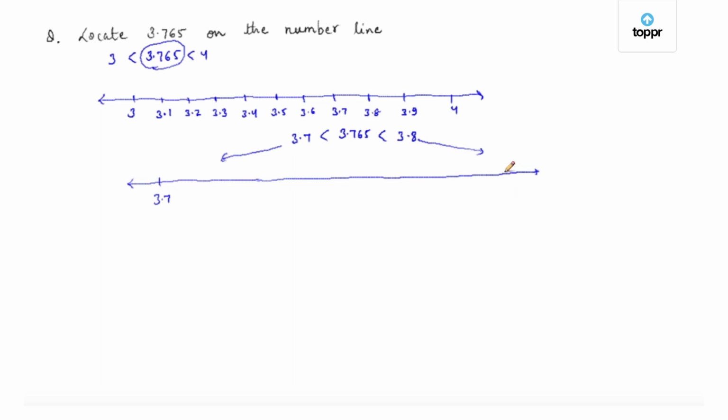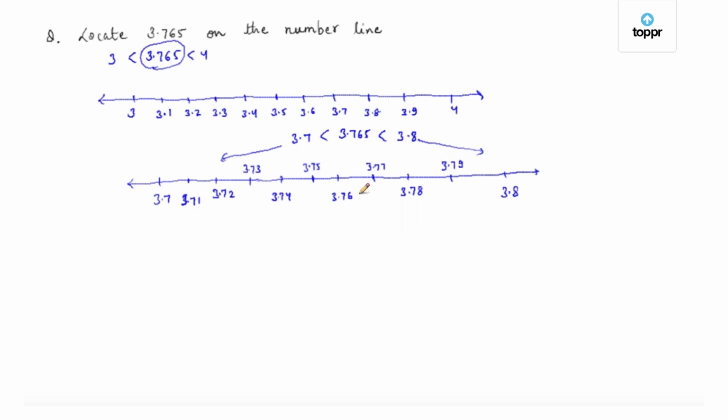3.7 and 3.8 on the extremes, and the portion between them will be divided into 10 equal parts, which will be 3.71, 3.72, 3.73, 3.74, 3.75 and so on up to 3.79.